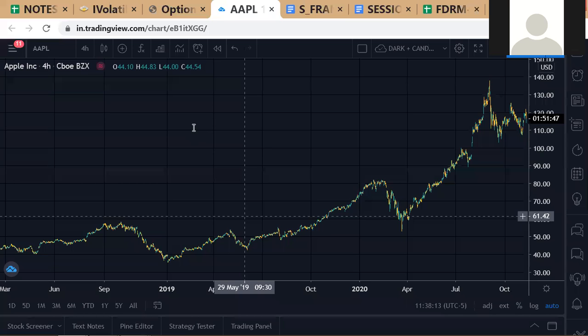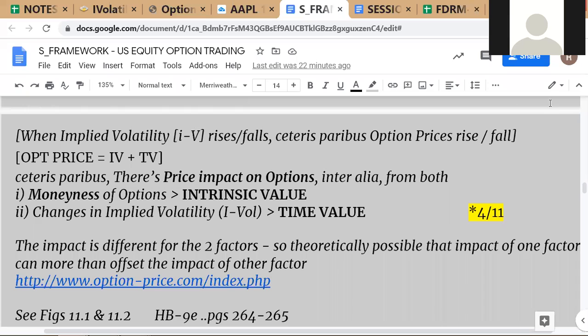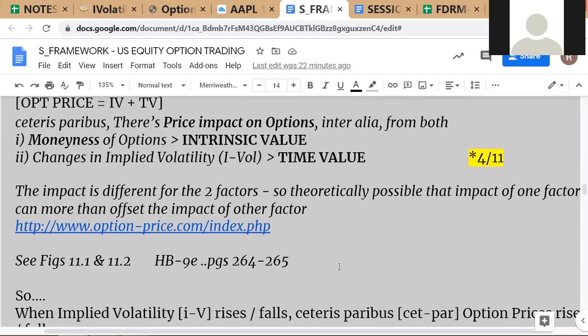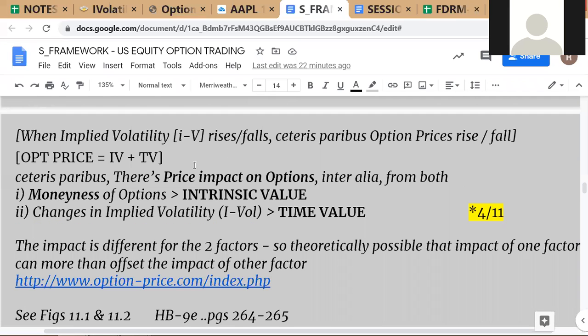I can explain it better if anybody has a question. But the point we are trying to learn here is, first of all, recapping that price impact comes from intrinsic value and time value. It's a useful way to think about it. And that's what I've been showing you for the last several minutes. We're trying to illustrate this. It's theoretically possible that the impact of one factor can more than offset the impact of the other factor.